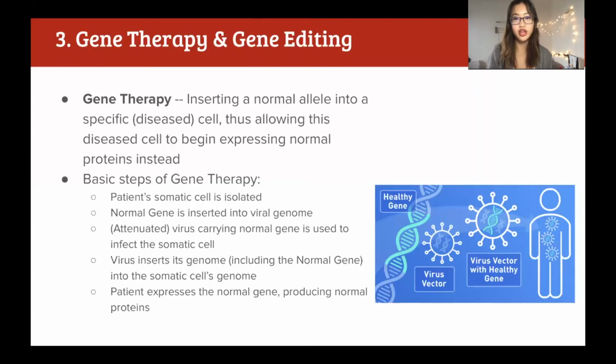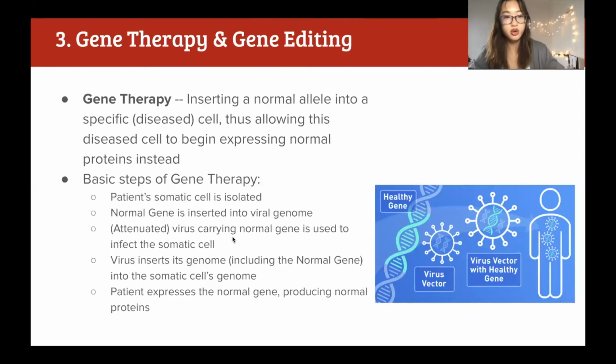You guys will learn later on that viruses can insert their own genomes into human genomes, and that's why they're so damaging, because they can take control of our cells and make them either stop defending themselves, or stop killing viruses, or just stop functioning altogether. But here, this capability of viruses is used in a positive way. So viruses can insert its genome that includes the normal gene or the healthy gene into our human cell genomes, and patients can express the normal gene and produce normal proteins.